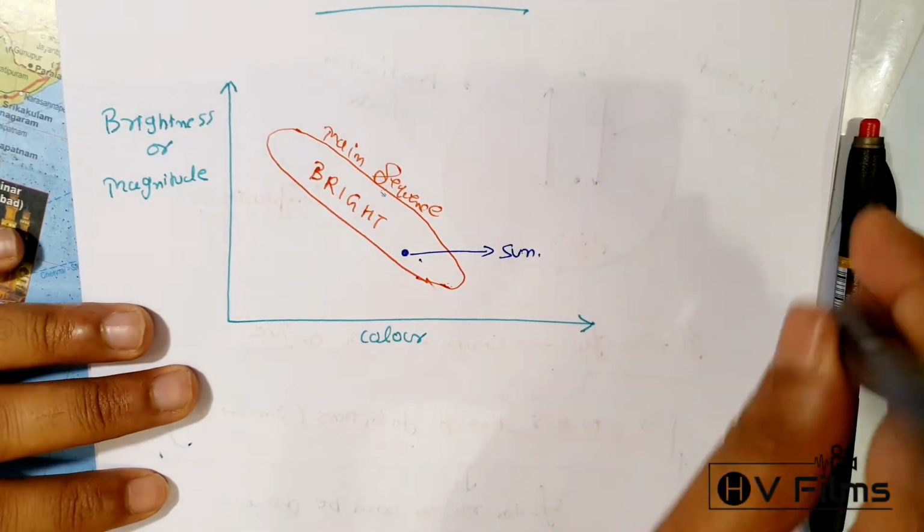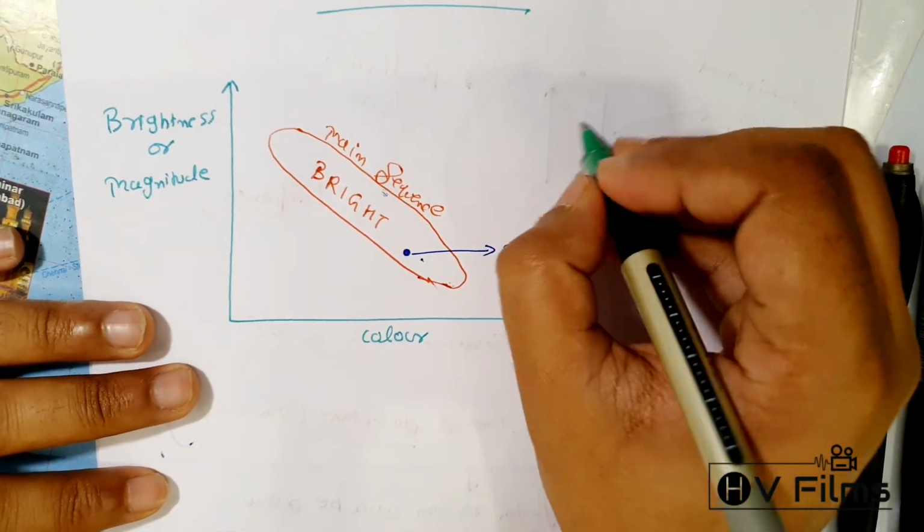So this is what we call the Hertzsprung-Russell graph. Let me write it here.